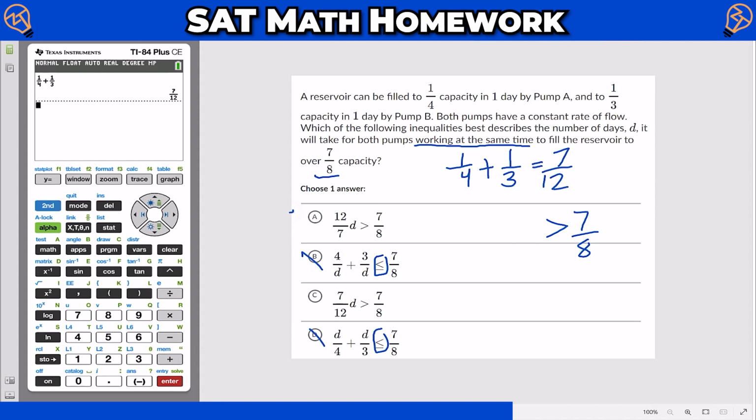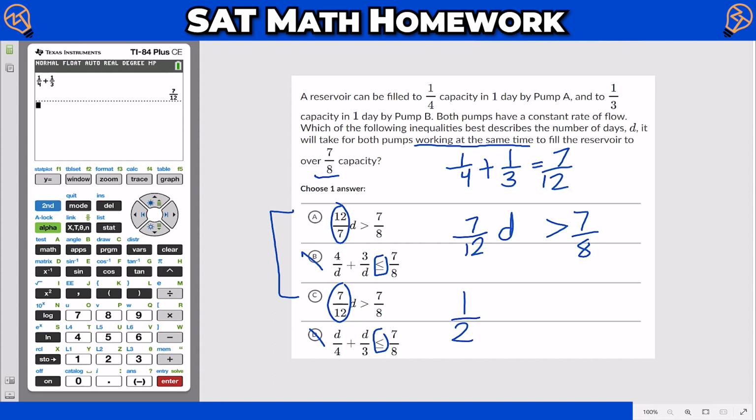And the difference between A and C is really that one of them has 12/7, one of them has 7/12. Well, we already figured out it's 7/12, but why is it being multiplied by D? Well, just think about if we had an easier fraction to work with. Let's say you had half. Now, what would you do with D, the number of days?